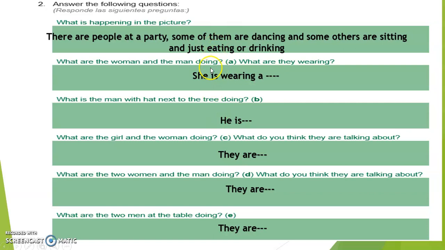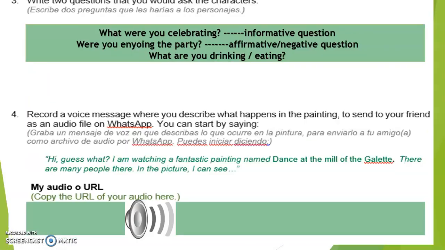Y sabemos que después sigue el verb to be. Obviamente corresponde a cada uno. I va con am, que quiere decir yo estoy. She is, ella es o ella está. En este caso vamos a usarlo como está. She is wearing a, ella está vistiendo un. He's, dependiendo de lo que te pregunten, tú lo vas a contestar. Y no olvides que las letras corresponden a la imagen.